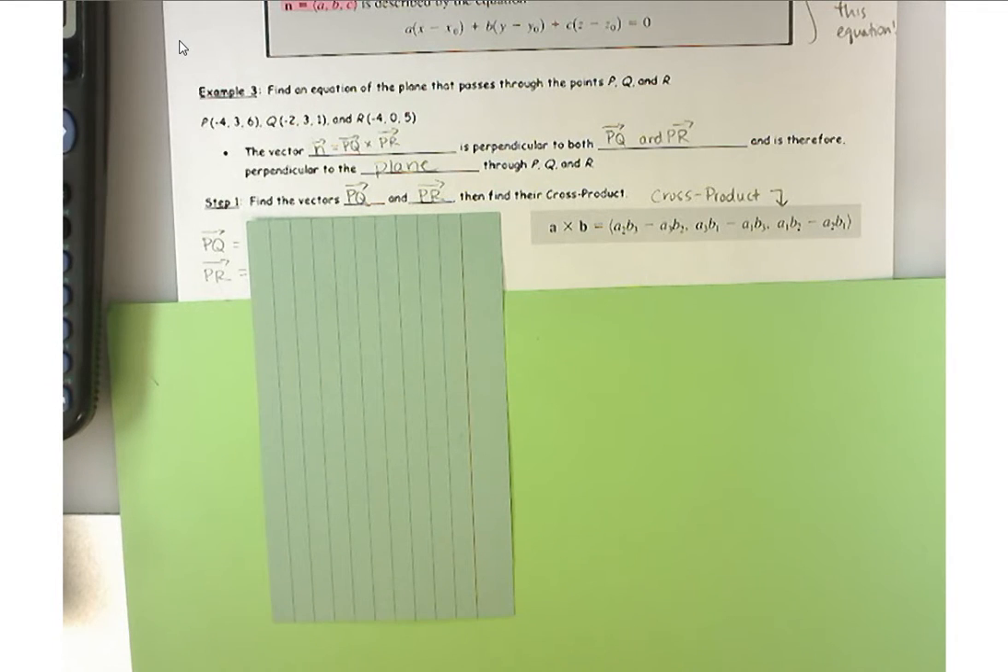Okay, so since we're given points, we're going to have to create PQ and PR. Okay, Cameron, remind us how we're going to find PQ and PR. If you're given points, how do you find the vector?